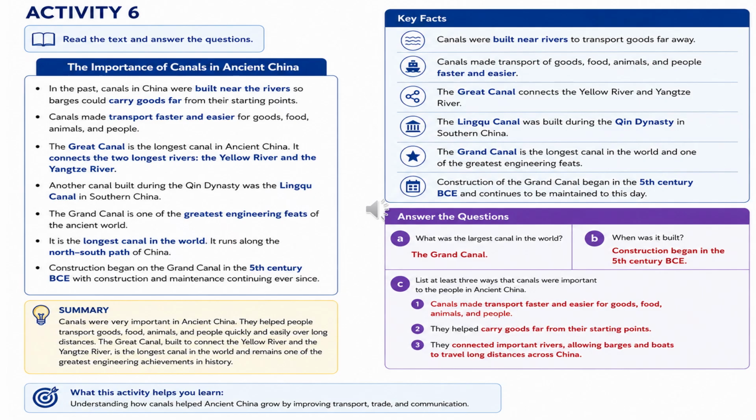First, canals made transporting goods, food, animals, and people much faster and easier. Secondly, they helped carry goods over long distances, making trade more efficient. Thirdly, canals connected important rivers, allowing people to travel and transport goods between different regions of China. So, excellent work. I hope you have understood the importance of canals in ancient China.